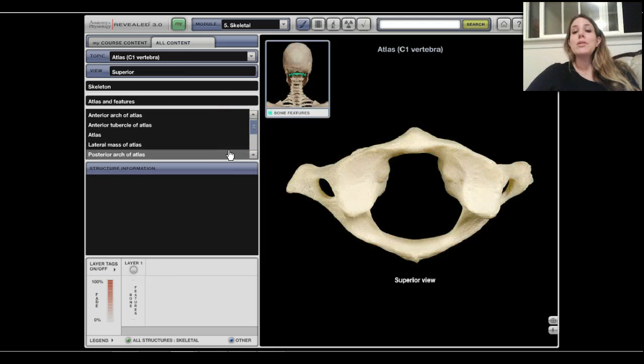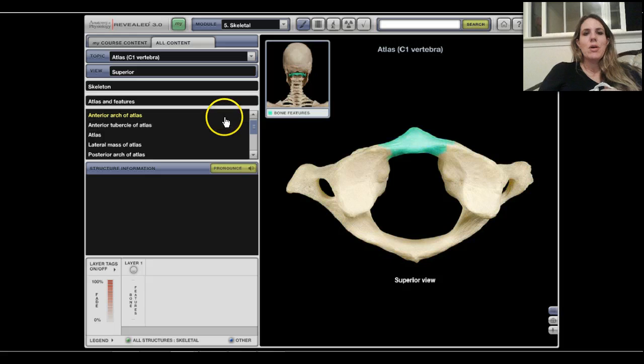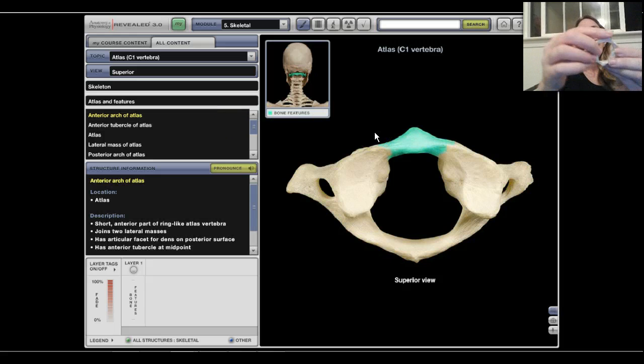Okay, we are going to start with C1, cervical vertebra 1, which is the atlas bone. That's right here. So let's make sure that we're looking at the right side here. I'm looking at the superior view of this. This is where the occipital condyles would meet in here. And let's look at all the different parts of this. First, I'm going to turn this backwards from me so that you're looking at the superior view, which is what you see on the screen.